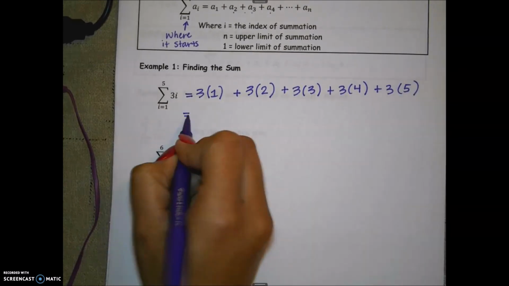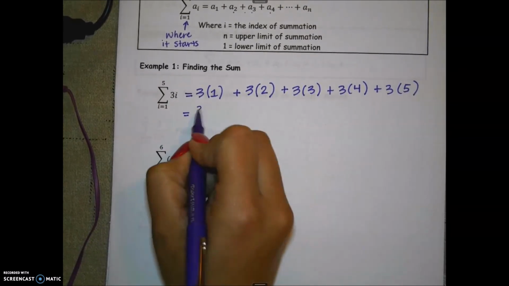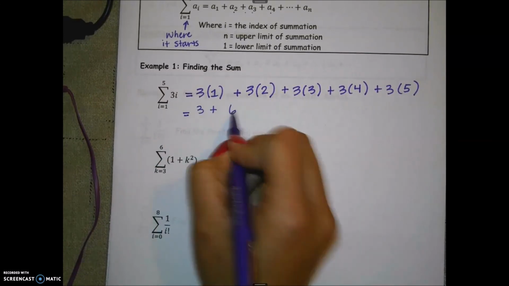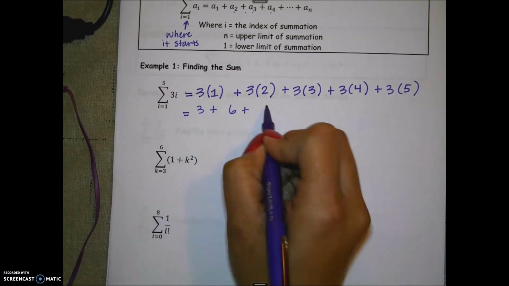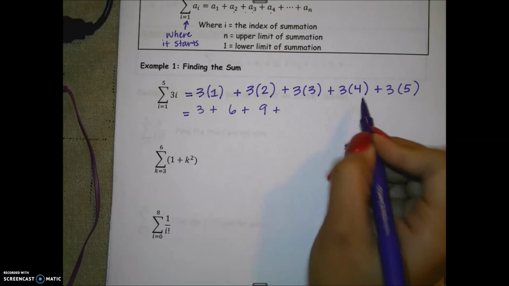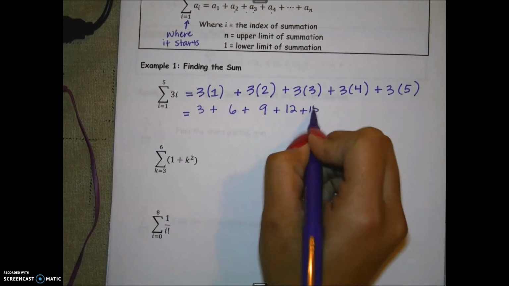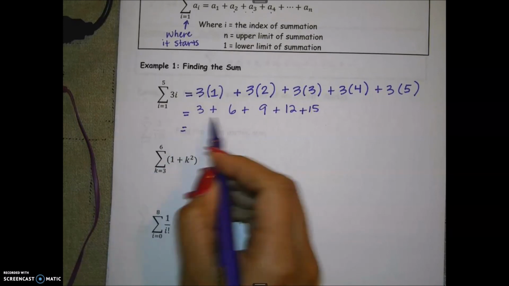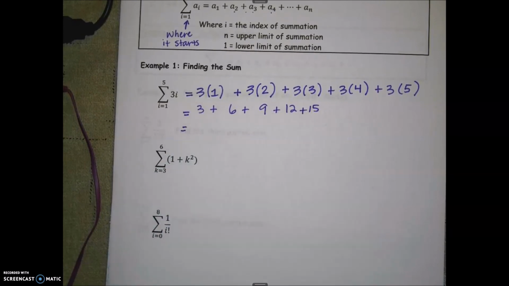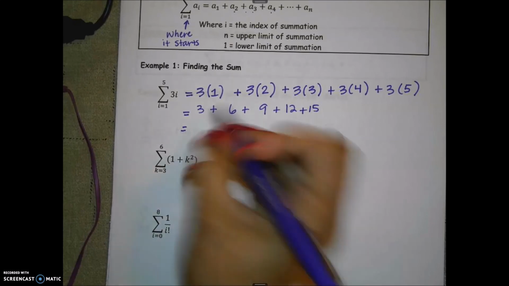All right, and then we work it out. 3 times 1 is 3, plus 3 times 2 is 6, plus 3 times 3 is 9, plus 3 times 4 is 12, plus 3 times 5 is 15. And then we get the sum of adding all of those numbers. 3 plus 6 plus 9 plus 12 plus 15 is going to be 45.